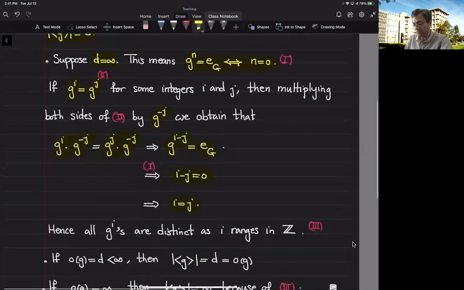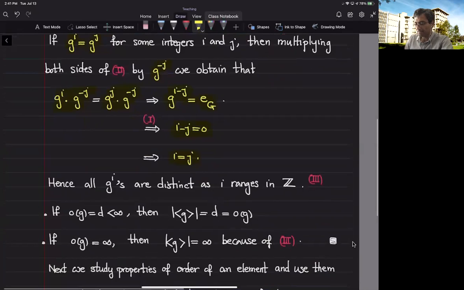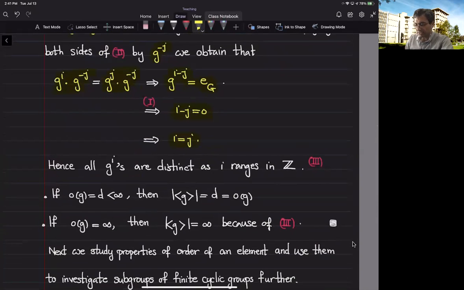That means i minus j is 0, and therefore i is j. We showed the contrapositive of the statement that if i is not j, then g to the power i is not g to the power j. Now all of these g to the i's are distinct as i ranges over the integers, therefore the cardinality of this set is infinity. So altogether, if the order of g is infinity, the cardinality of the group generated by g is infinity. If the order is d, the cardinality of the group generated by g is d. So in either case, the cardinality of the cyclic group generated by g is equal to the order of the element g.